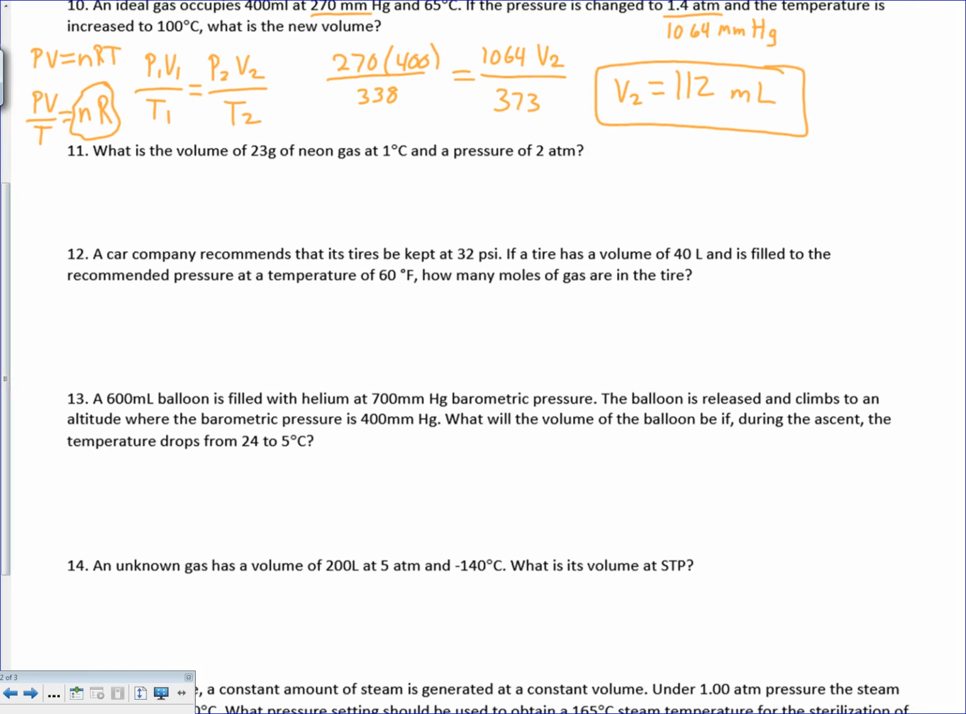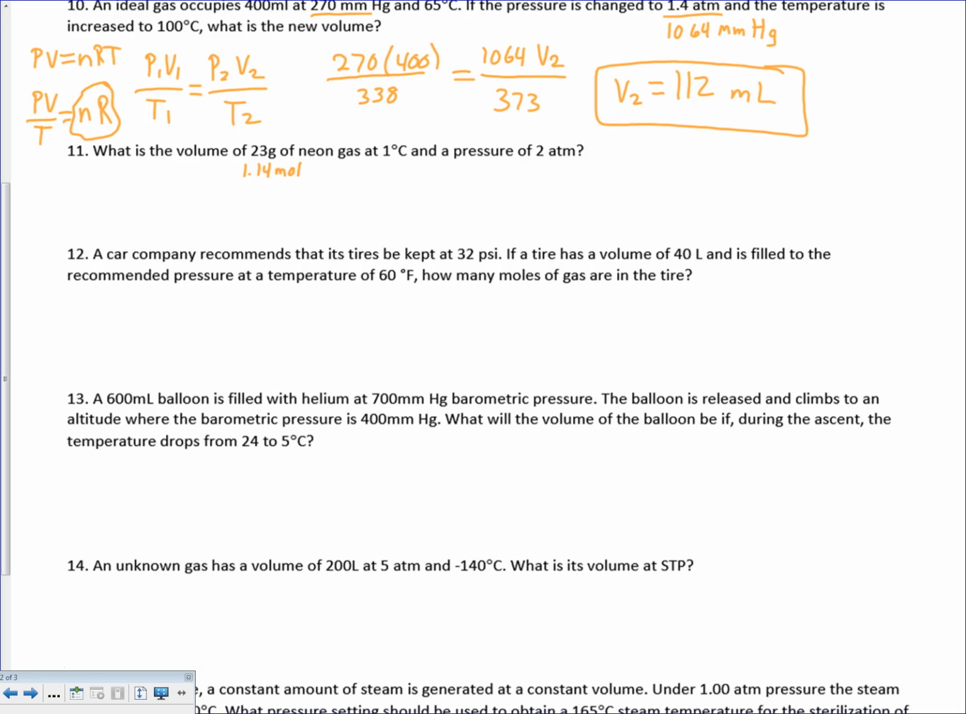All right, for problem number 11, it says, what's the volume when 23 grams of neon at 1 degree Celsius and a pressure of 2 atmospheres? So it's asking for volume. This one is one where we're just plugging into PV equals nRT. The 23 grams, it might be confusing to know what to do with that, but that's going to help us get to moles of neon. So what we do is we're going to take 23 and divide it by the molar mass of neon on the periodic table. We get 1.14 moles of neon.